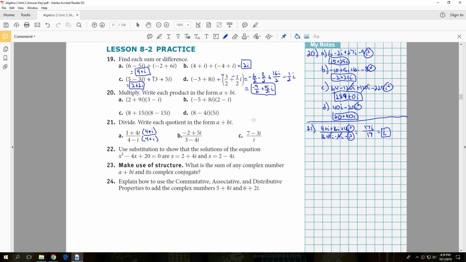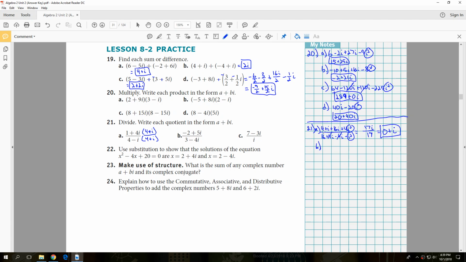Oh, and it does say write it in a plus bi format, so let me rewrite that. That would be 0 plus i. And that is 21a, so let me put a on there. And now let's go to b.